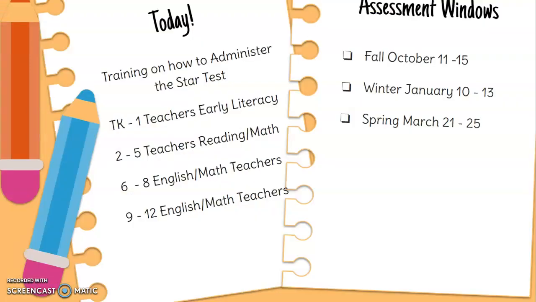So today, you're going to be participating in training with the Renaissance trainers on how to administer the STAR test. You'll be divided by grade span based on the type of test that you'll be administering. We will be administering these tests 3 times a year, and you'll learn about the assessment process during their training today, including the computer adaptive quality of this assessment, which really identifies a starting point for instructional planning and a baseline from which to grow.